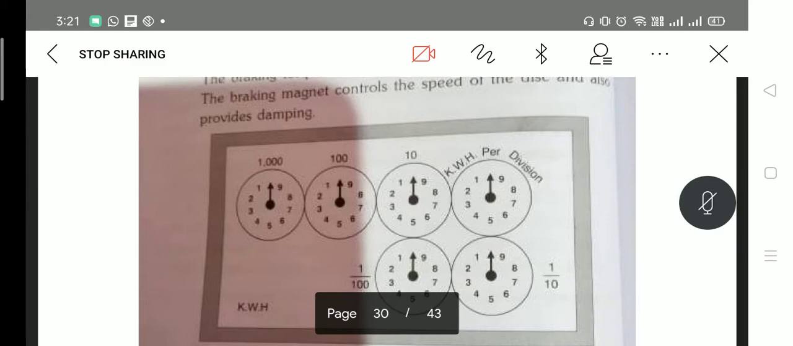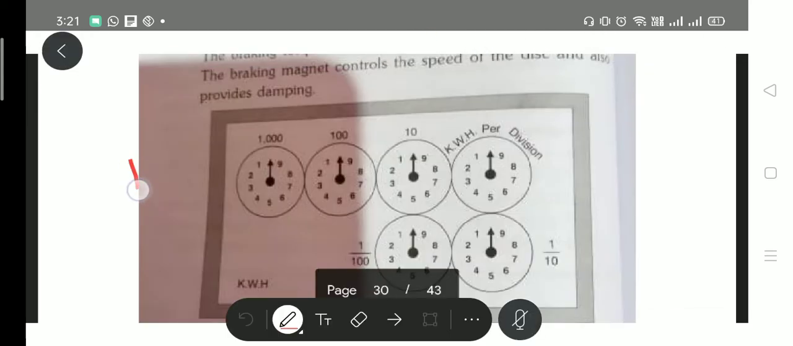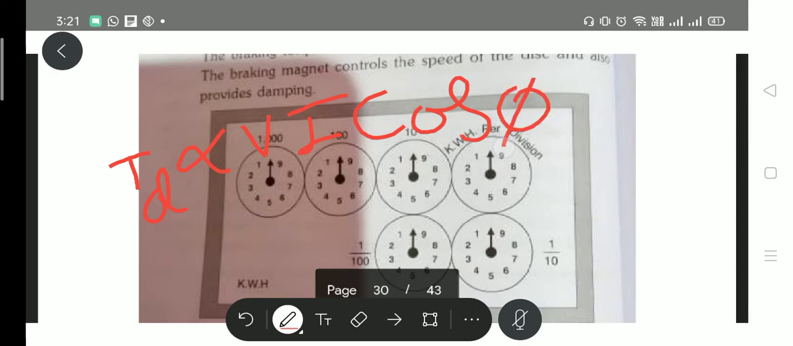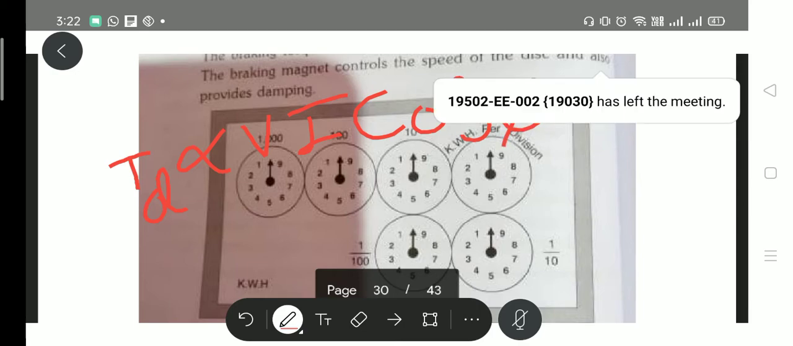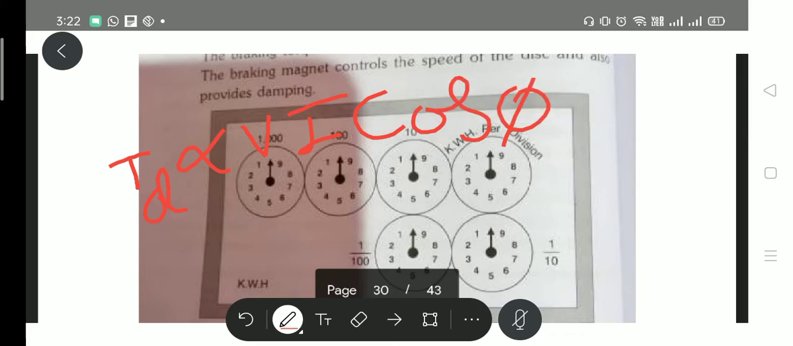In this, the deflecting torque TD is proportional to the voltage, current, and phase cos phi. TD is proportional to VI cos phi. Here VI cos phi means power, right? So TD is proportional to the power.